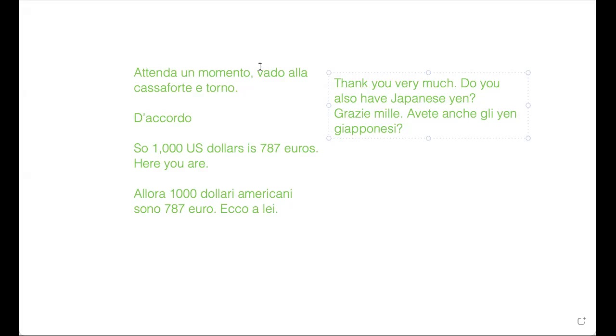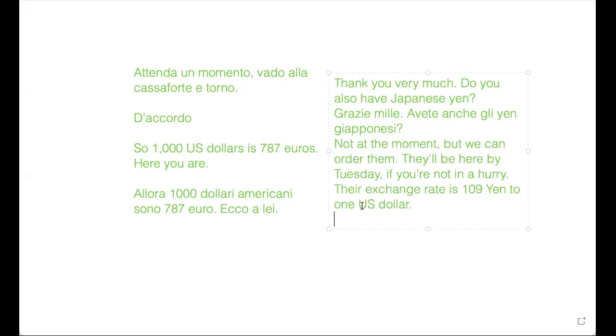Then the customer can say, not at this moment. Sorry, the shopper will say, we'll write it down over here: not at this moment, but we can order them. He can say anything like, they will be here by Tuesday. If you're not in a hurry, the exchange rate is blah, blah, blah yen to $1. Okay.